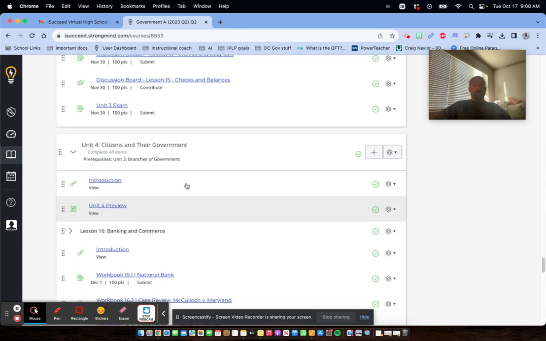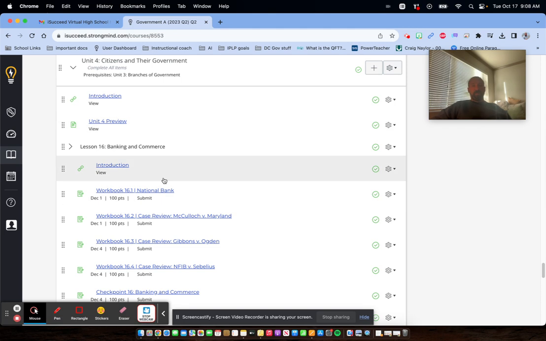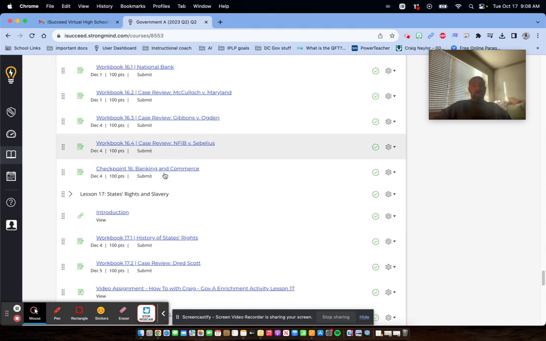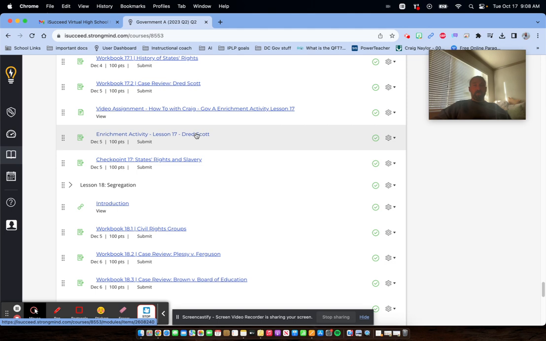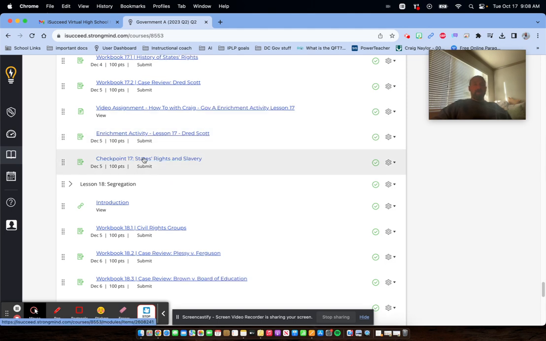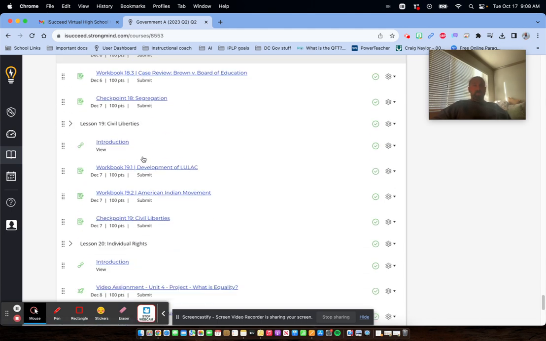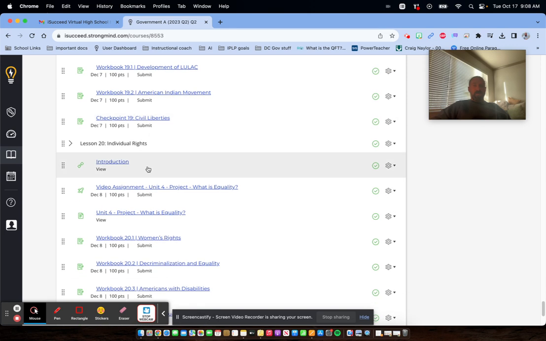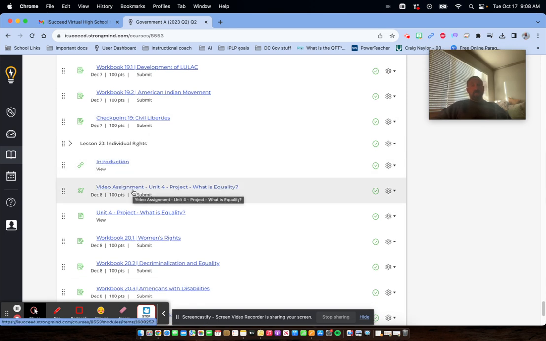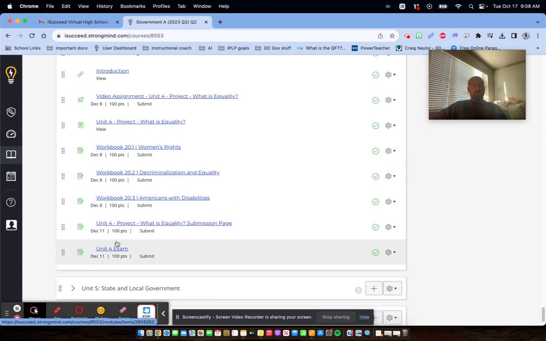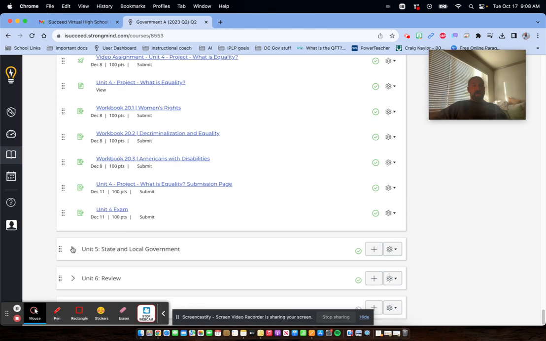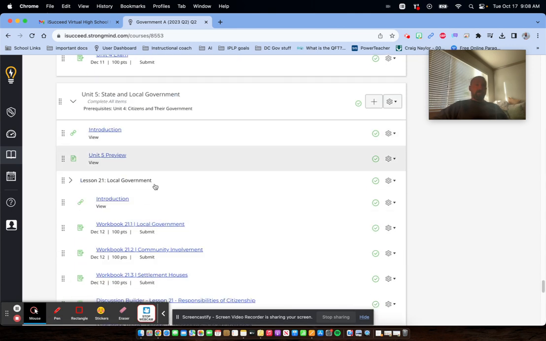Unit 4, citizens and their government. Again, a preview at the beginning and some work through here. There is another enrichment activity, this one on Dred Scott here in this unit. And then scrolling on through, just some basic stuff. And your second project for the class, one on what is equality. And so that appears here and it's due at the end of the unit here. And an exam. Unit 5 is on state and local government.